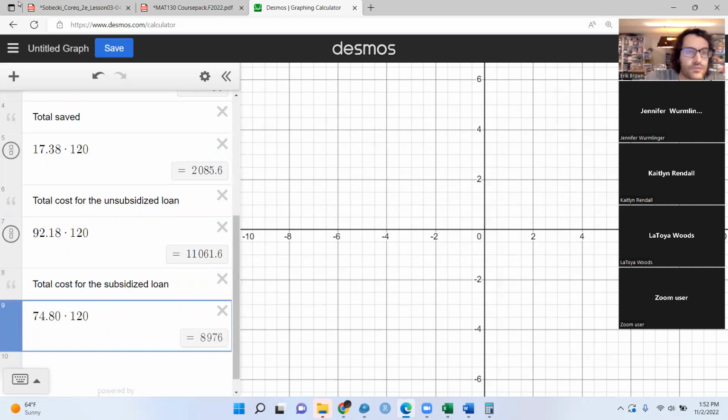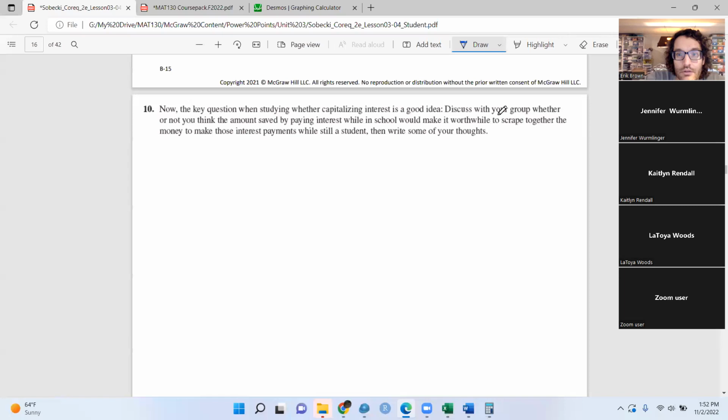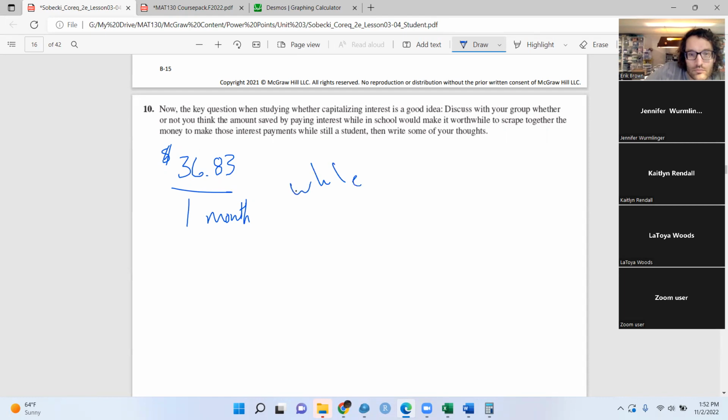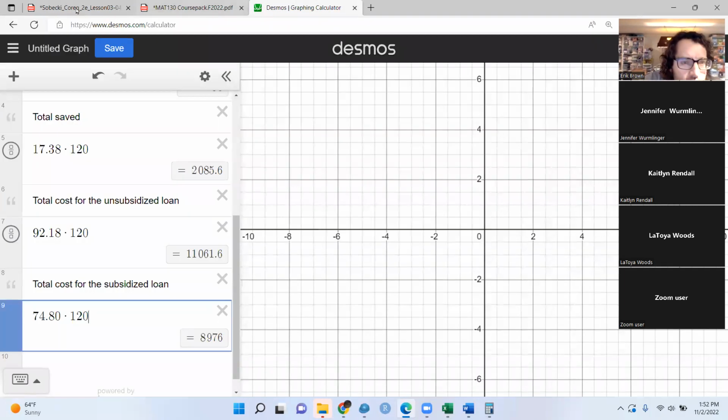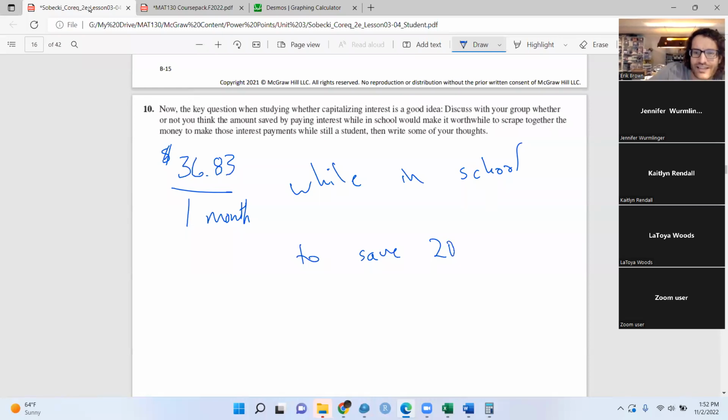So the author asks you to think about this. Now the key question is, if you didn't have the option for a subsidized loan, is it worth it to pay $36.83 per month while in school to save 2,000, how much was it? 2,085.60 over 10 years. Is it worth it?